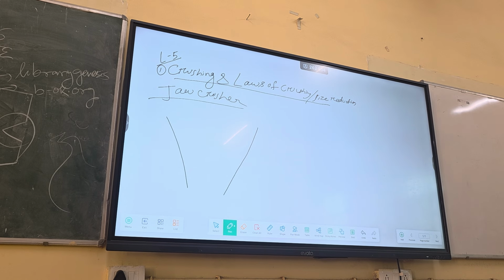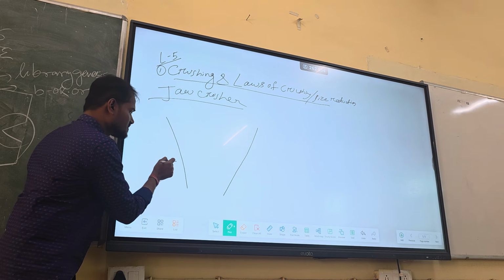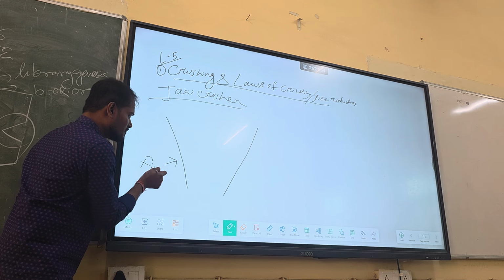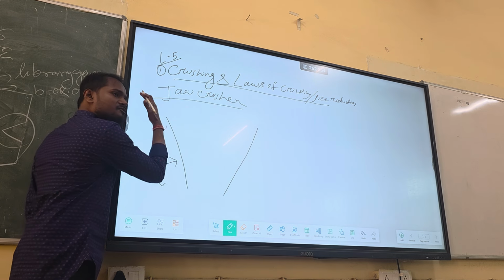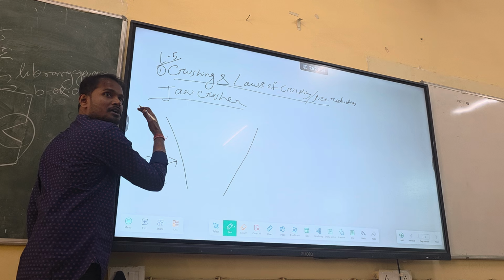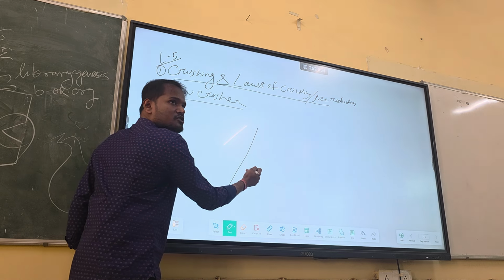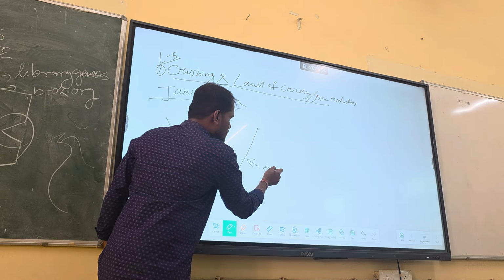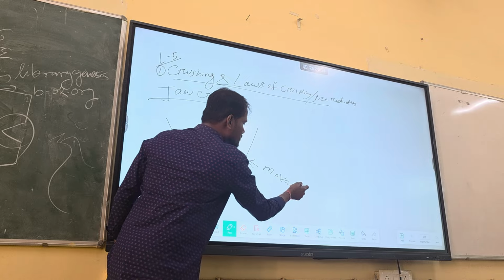Similarly, this jaw crusher has one fixed jaw and one movable jaw. For example, this is your fixed jaw. Fixed jaw means it is fixed. It will not move at all. It is constant. But this jaw is the moving jaw, a movable jaw.